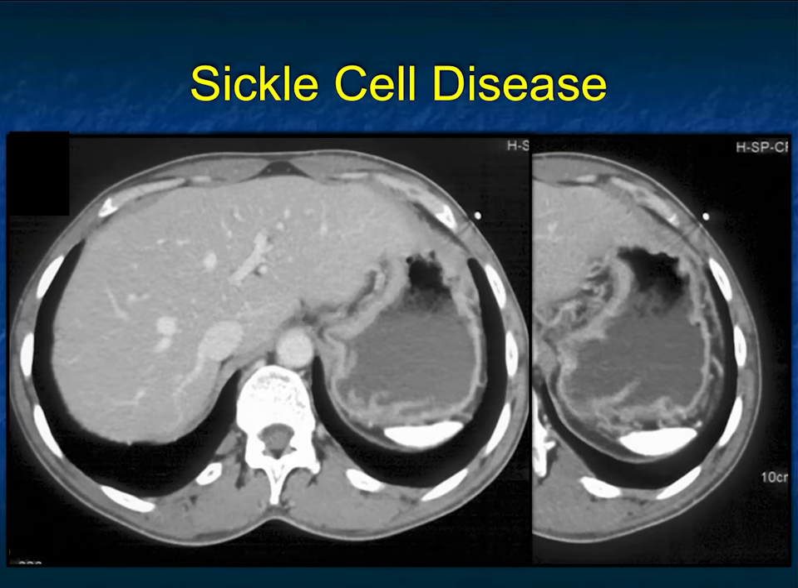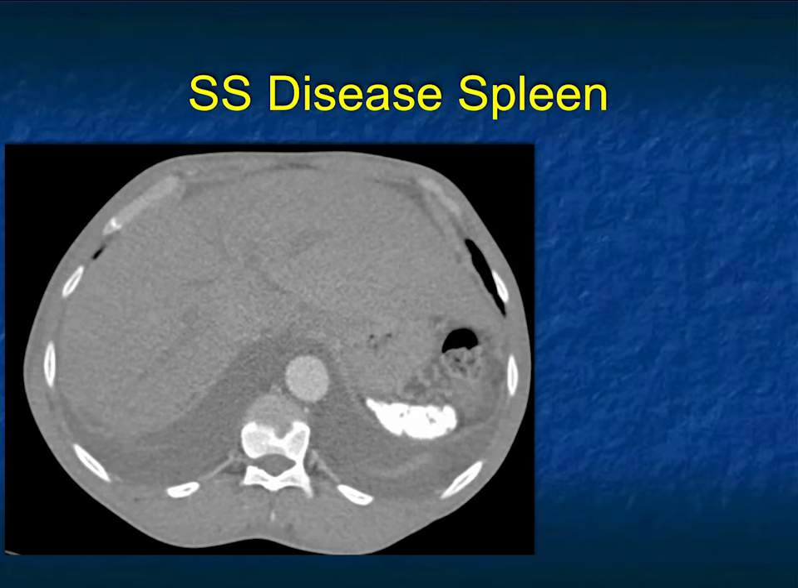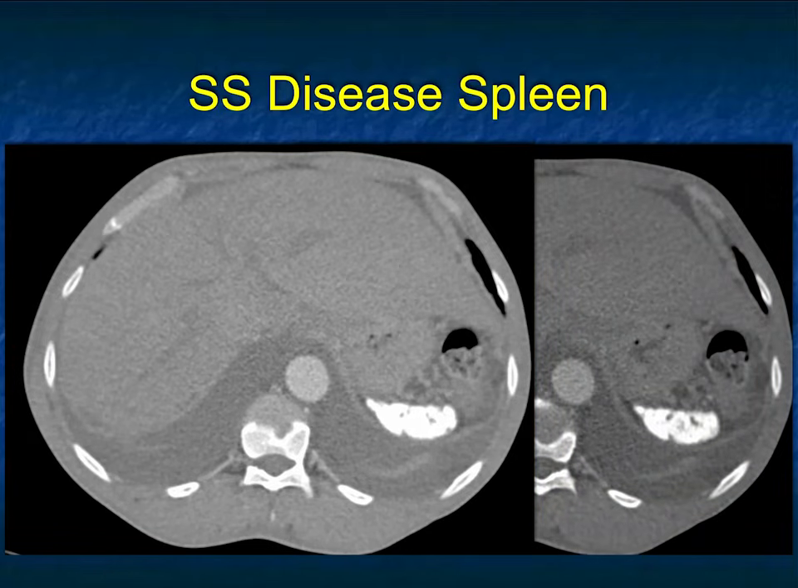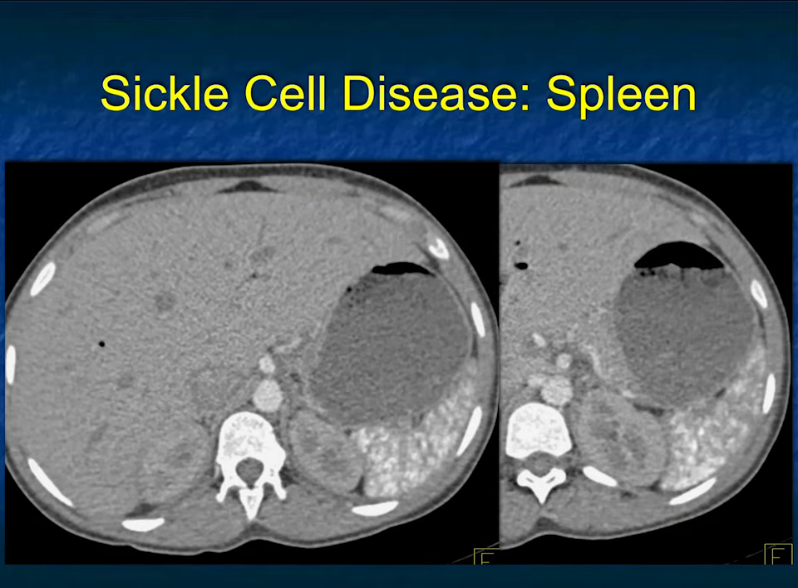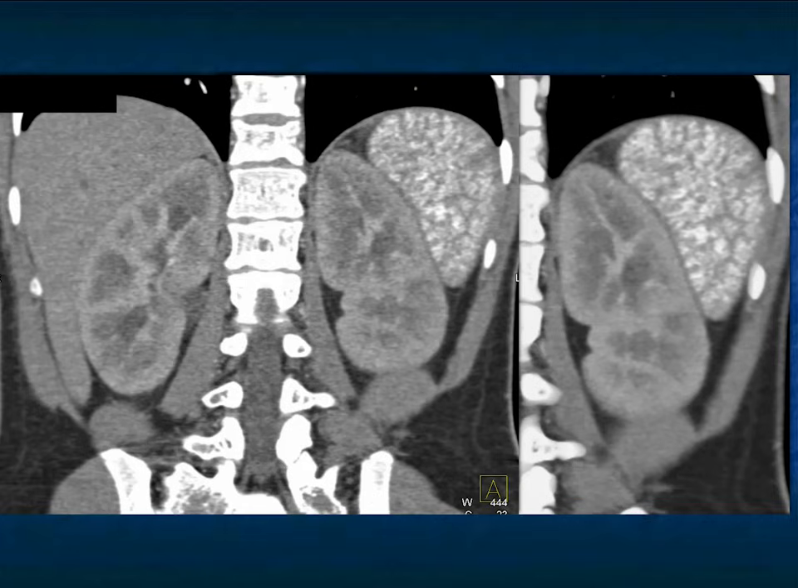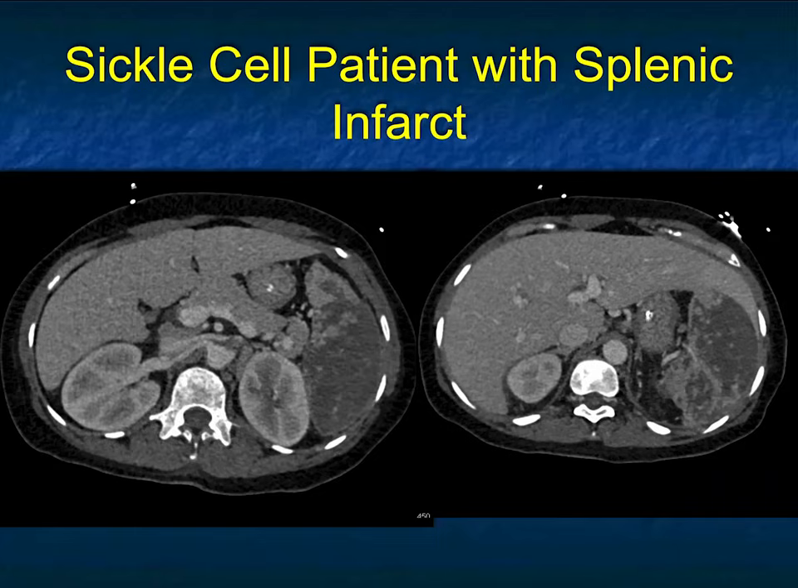There's a nice example of autoinfarction. Here's another example, dense calcification. Here's another example, the spleen is a bit larger, but diffuse calcification, very nicely shown on the coronal views as well. Here's a patient with sickle cell disease with a normal to slightly enlarged spleen, but acute splenic infarction.